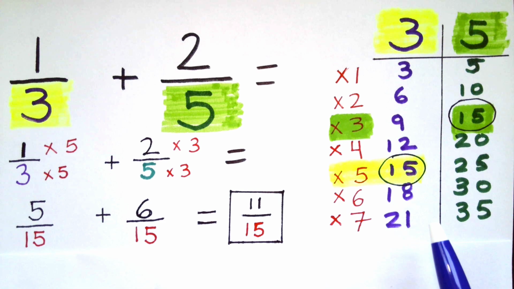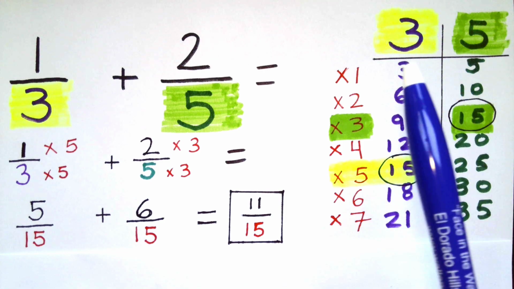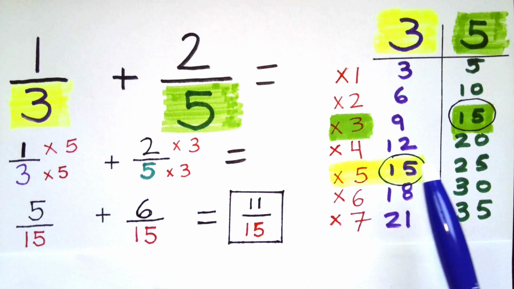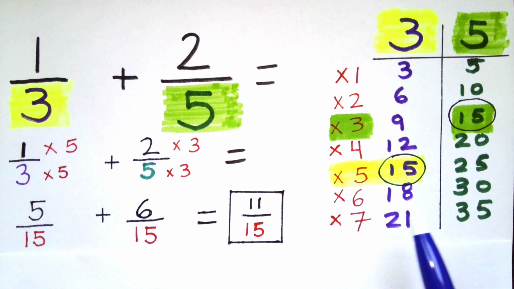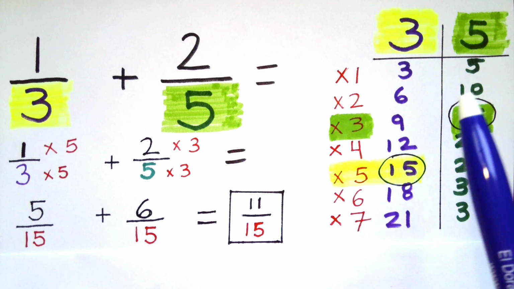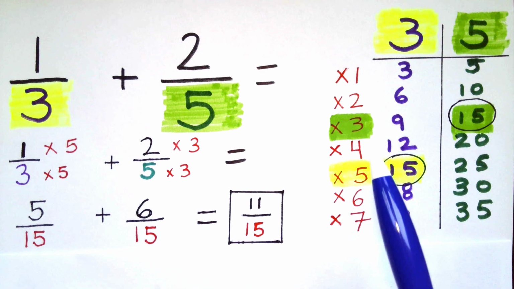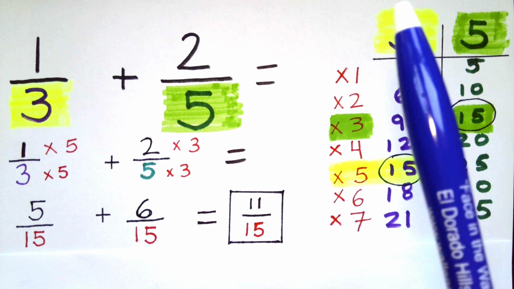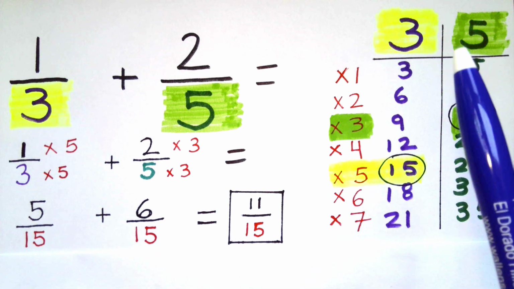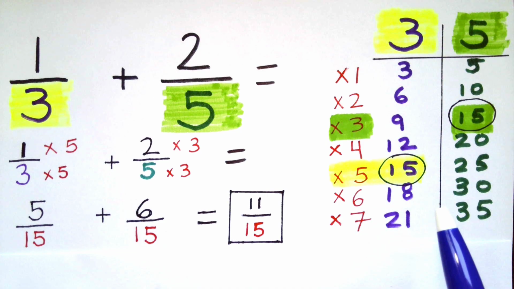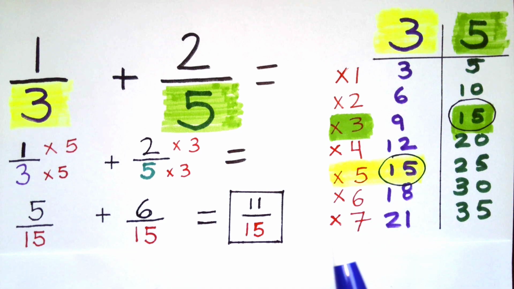So now what you're going to do is find in these products, again, a product is the answer to a multiplication problem, which one of these products do both 3 and 5 share? Well, I found 15 and 15. And so these are the least common denominators, right? 3 times 5 is 15. 5 times 3 is 15. Okay? And so 15 is going to be my common denominator.